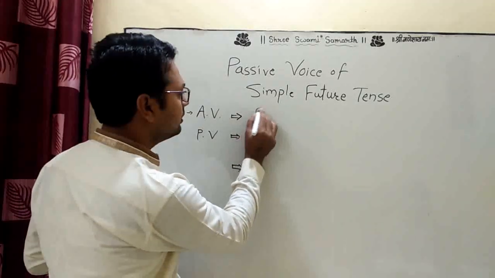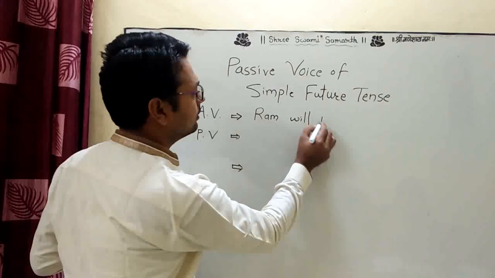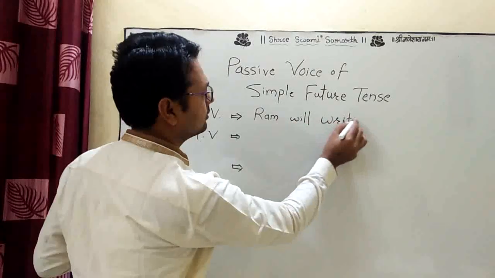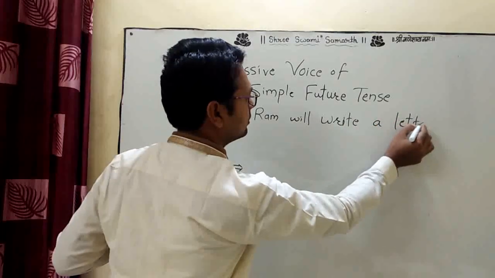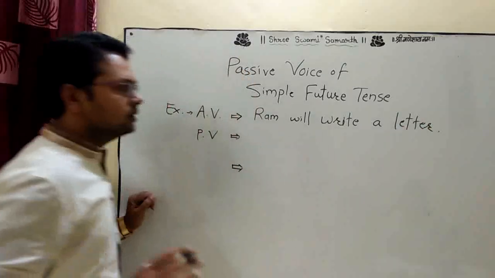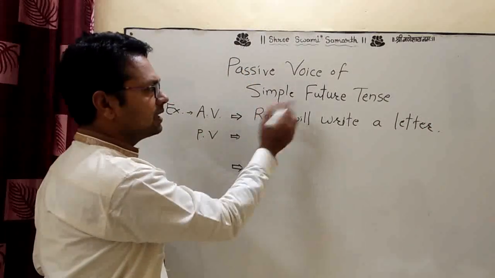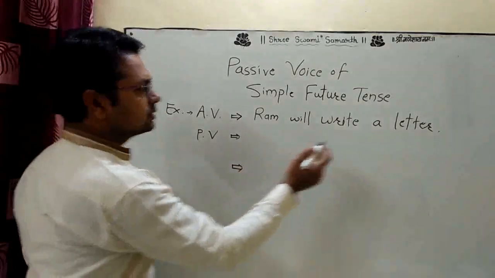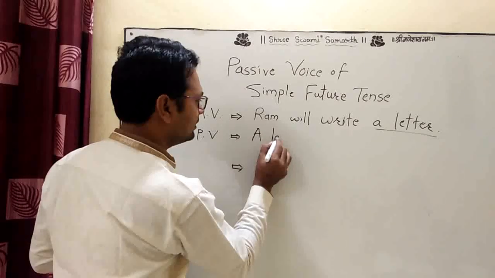Look at carefully. Ram will write a letter. Okay. So this is the sentence. Now we want to make the passive voice of this sentence. First, we take the object. A letter is the object in this sentence.